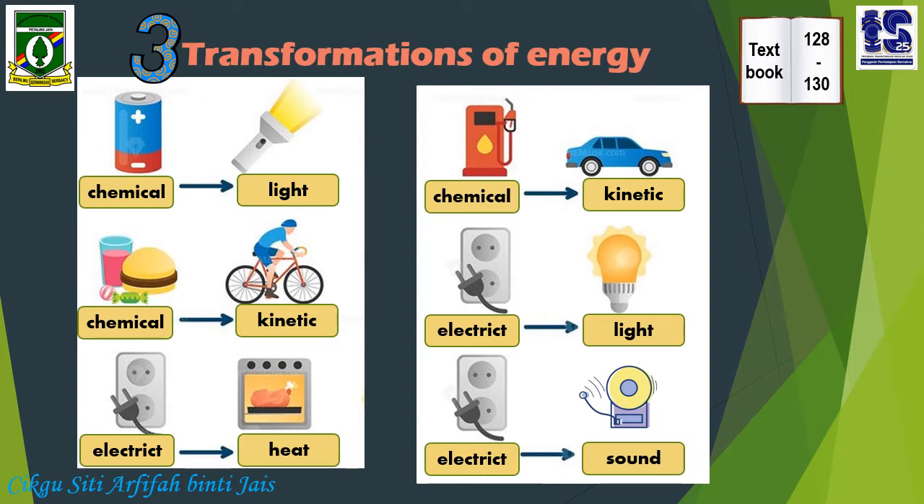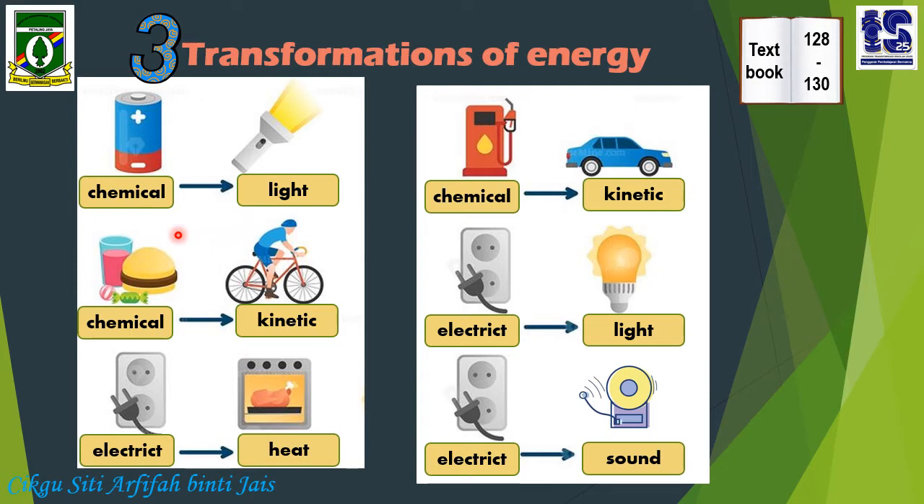As you remember, we had learned that energy cannot be created or destroyed. Energy can only be transformed from one form to another form. Look at this situation. If you shine a torchlight, there is a dry cell in the torchlight. So, the dry cell contains chemical energy. Then, the energy will turn into light energy because when you turn on the torchlight, the light will be produced.